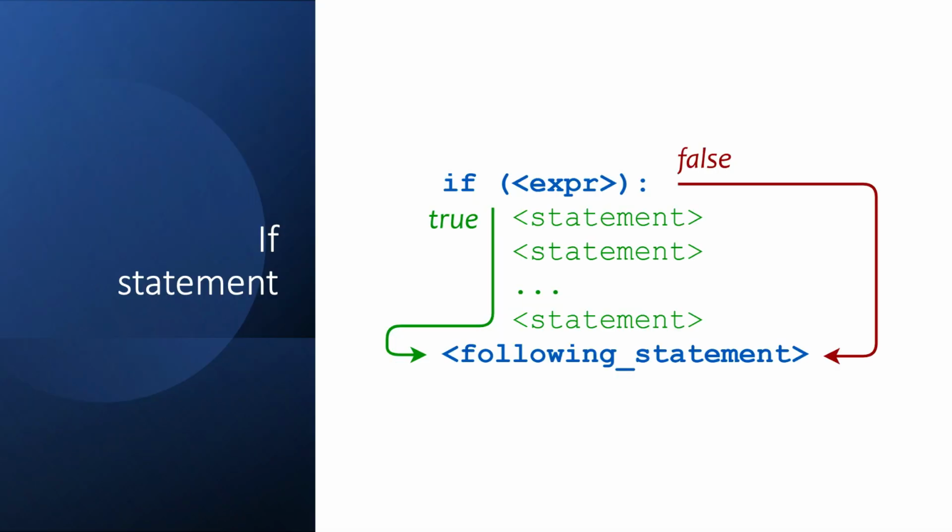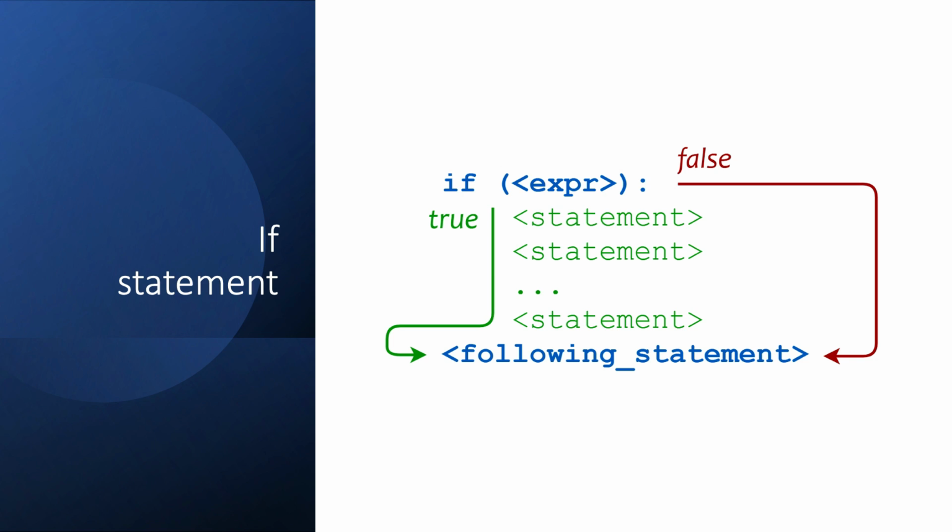Alright, this slide illustrates the basic structure and flow of an if statement in Python. First of all, we start with the reserved word if, followed by some condition, then followed by a colon. So the if statement is used to execute a block of code only if a specified condition, represented here by the expression, evaluates to true.